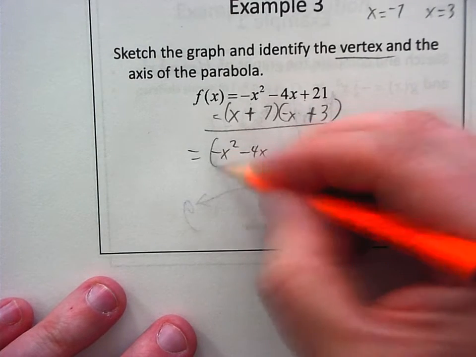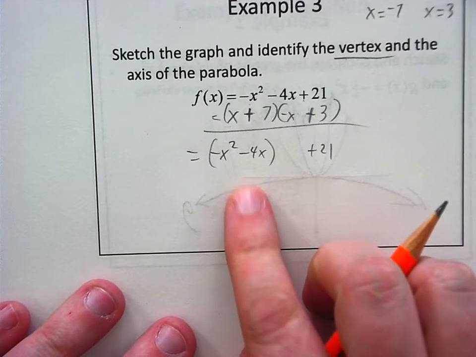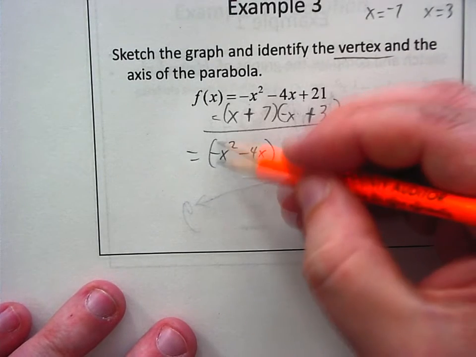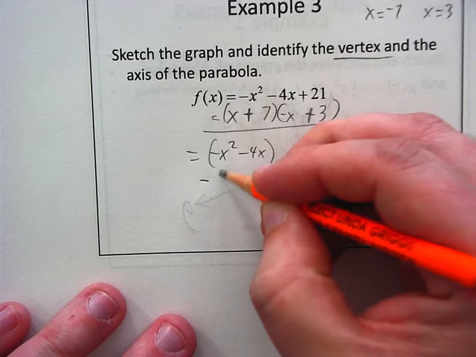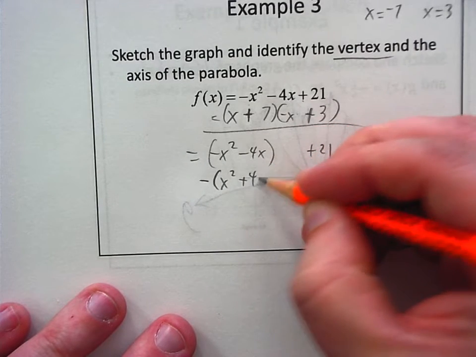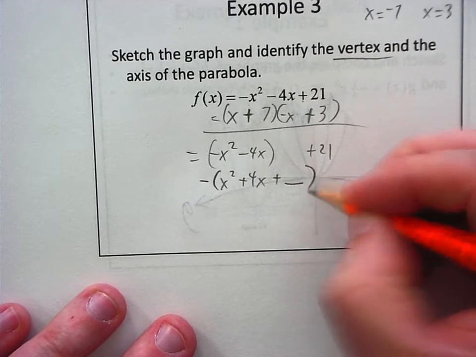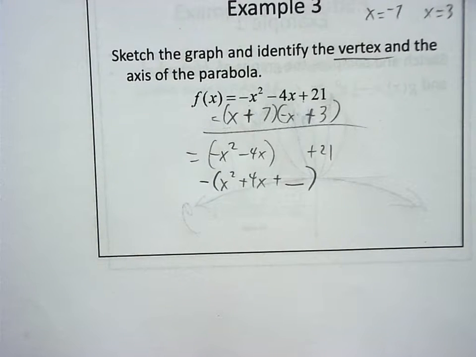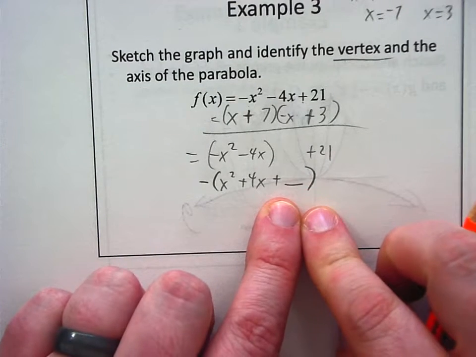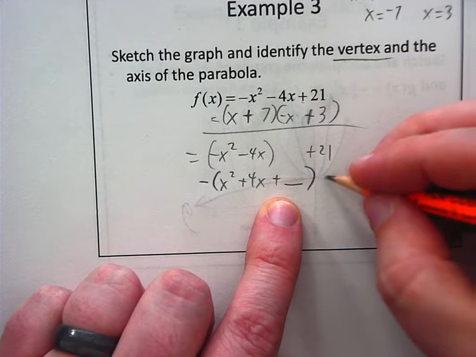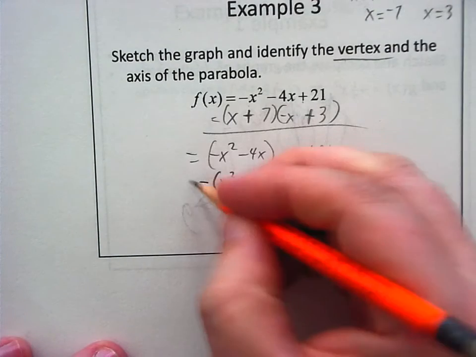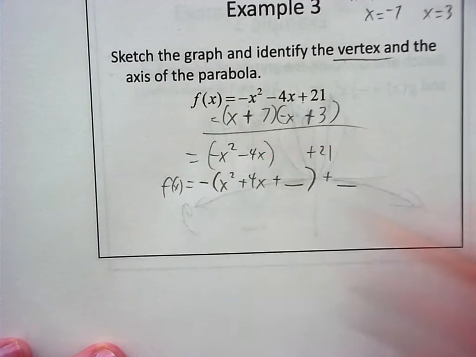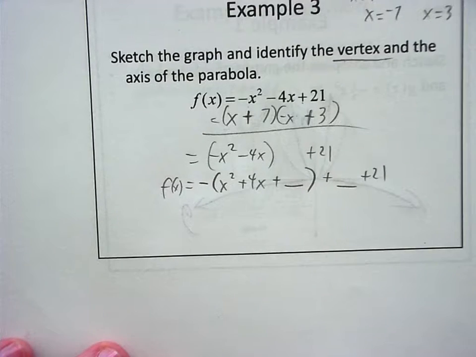Now, for this to work, I'm going to group these together. I need to take out anything in front of the x squared. I need it to be a positive 1 there. So what do I take out? Negative 1. So I'm going to take a negative out, and that's going to leave me with x squared plus 4x. Now, I'm going to add a blank in here, because I need to pick a number that makes this a perfect square trinomial. But if I'm adding something inside this parentheses, I got to do something to it outside as well to compensate, because I can't change the value overall of this side of the function. And then I still have plus 21.